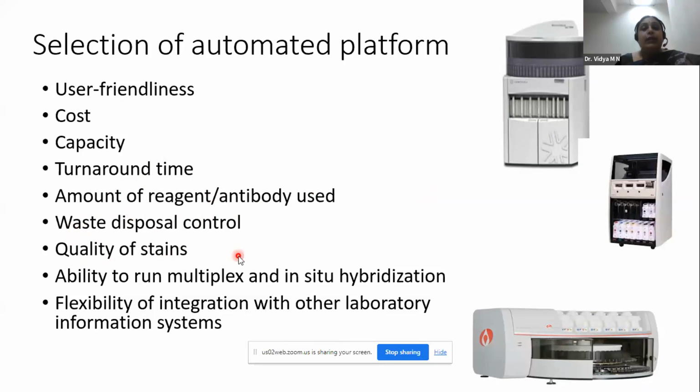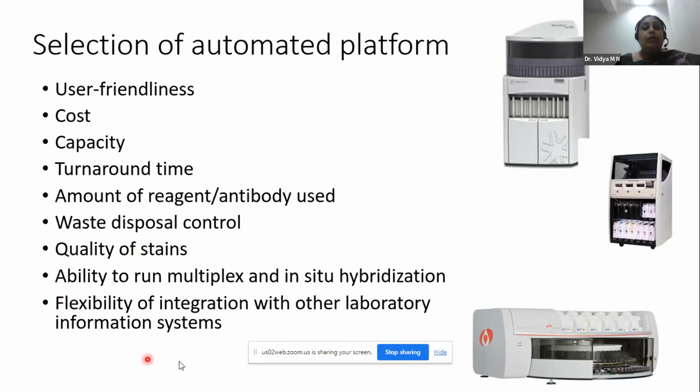You also need to have a forethought: this is my work volume, this is how it is going to have an annual increase, and these are the test requests that may come from my clinicians. Also, you need to see that your instruments will be capable of multiplex runs and also in situ hybridizations. In fact, we have recently started a brightfield in situ hybridization in our own laboratory, and we are in the process of validation. So you need to know that your automated platform is capable of handling these complex tests as well, and not just basic IHC testing.